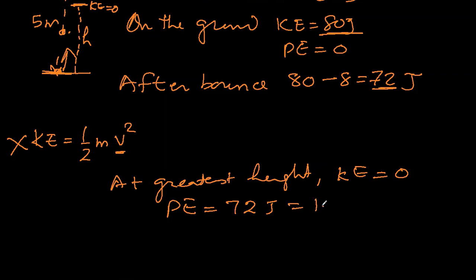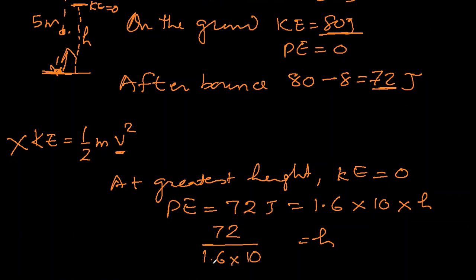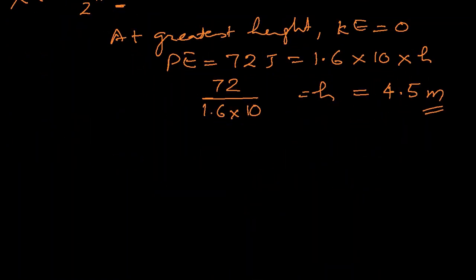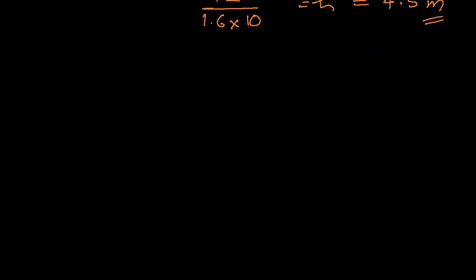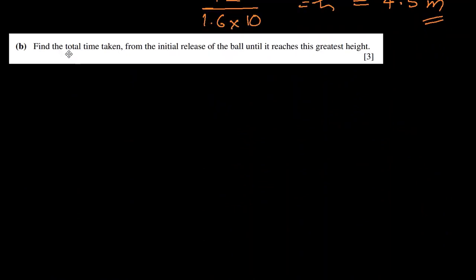Alright, so we know this is equal to mgh, again m is 1.6, g is 10, height is unknown. So we can find h easily now. 72 divided by 1.6 times 10. So we can use our calculators, and the one I'm getting here is 4.5 meters. So that's the height gained after the impact with the ground.